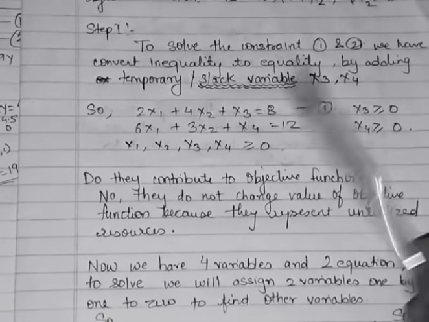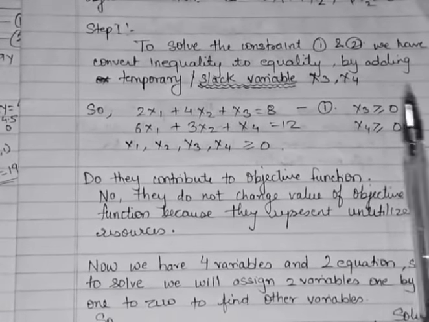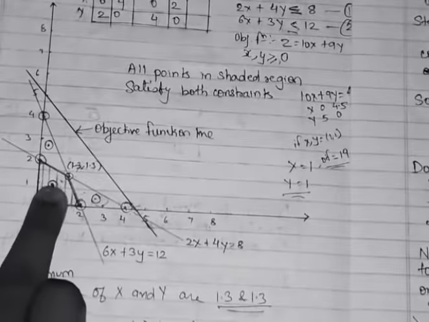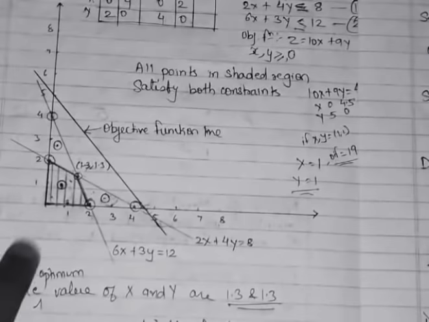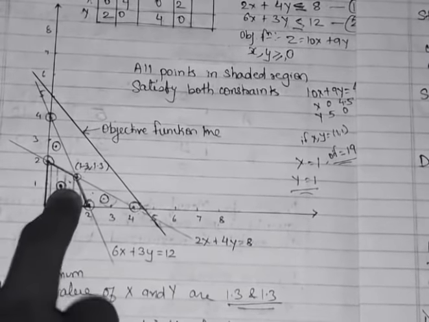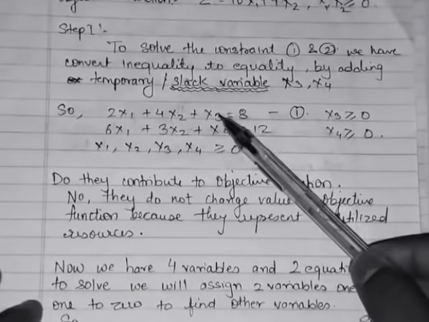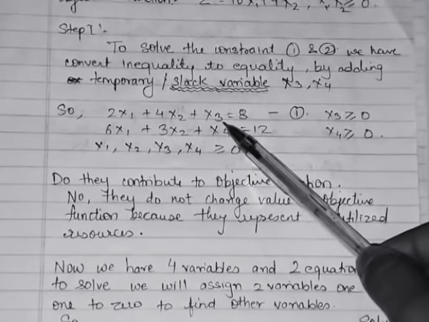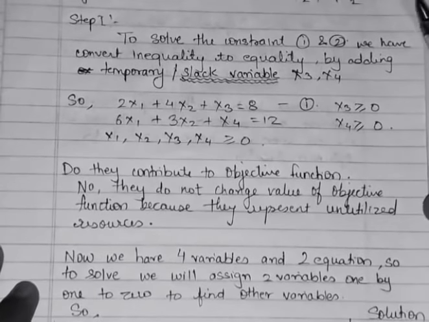So x3 I got is 2 and x4 is 3. Why x3 2 and x4 3? If I take the point 1 comma 1, I know that this is not an optimum solution. So if I use 1 comma 1, x3 and x4 will be 2 comma 3. Now 1 comma 1 signifies that the solution is not optimum, meaning the resources are underutilized, right? Because we can produce more also.